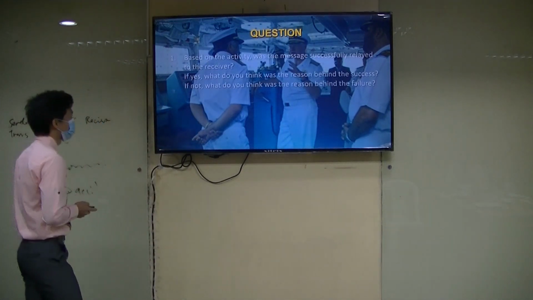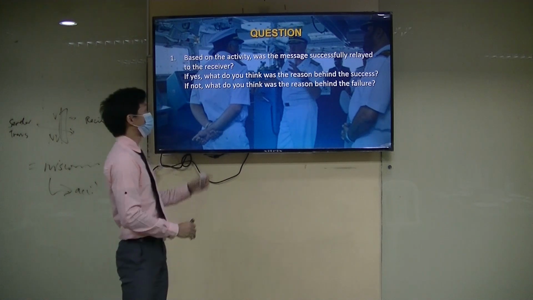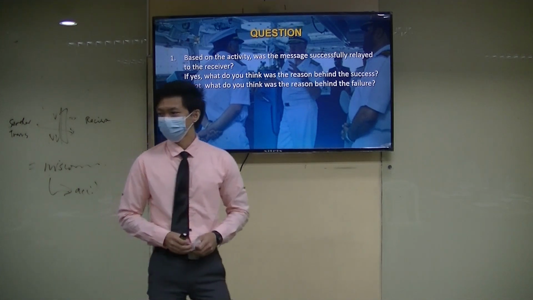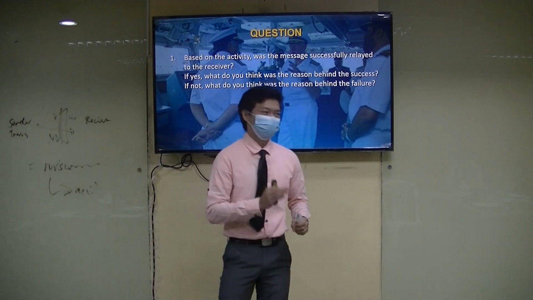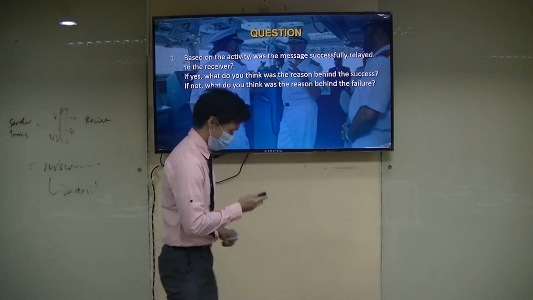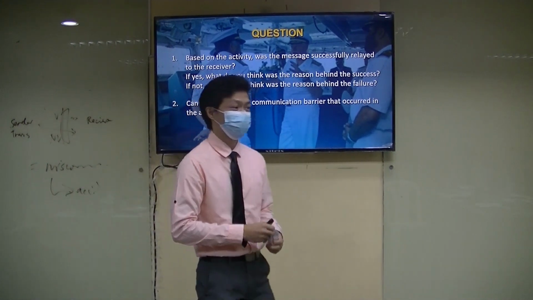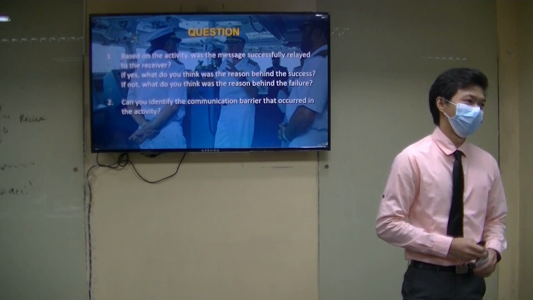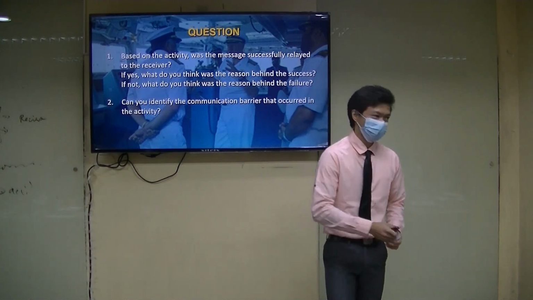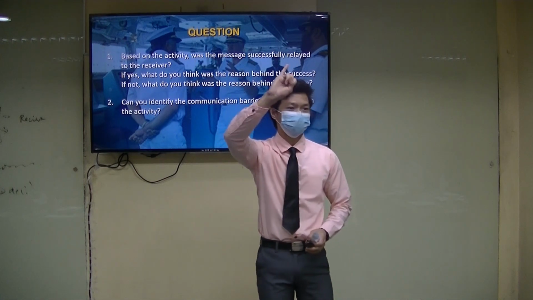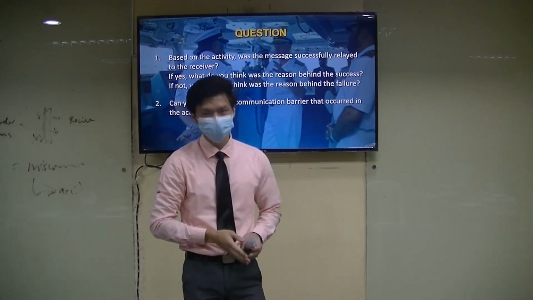Now, the question is, based on the activity given, was the message successfully relayed to the receiver? No. So if not, what do you think was the reason behind the failure? Too many barriers. Because like what we discussed earlier, persons could also be a mode of transmission. Can you identify the communication barrier that occurred in the activity? Yes, that is modes of transmission. It is a foreigner, a Caribbean, and we are Filipino. It could also be the transmitter's capability. Alright, to recap, we have four barriers of communication: the transmitter's conceptualization, the transmitter's capability, the mode of transmission, and the receiver's capability.